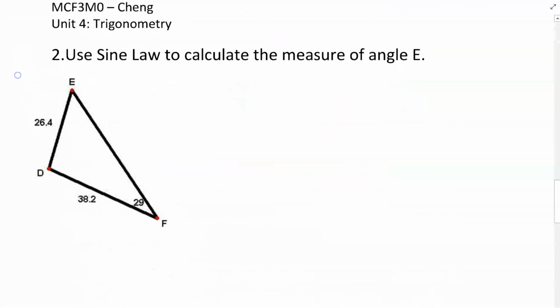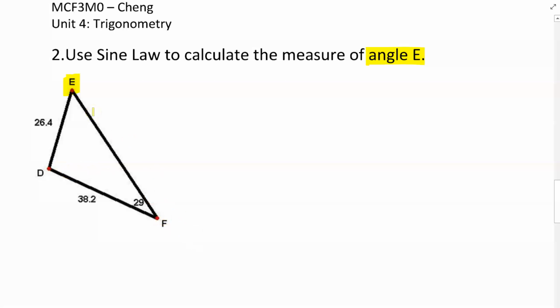It says here, use sine law to calculate the measure of angle E. We just did sine law to calculate the measure of a side, and now we're going to do an angle. Angle E is this right here, and we need it. We don't have it. Can I just subtract the other two from 180? Unfortunately not, because I don't have angle D. I can't just subtract D and F from 180 to get E. It would have been nice, but unfortunately not.